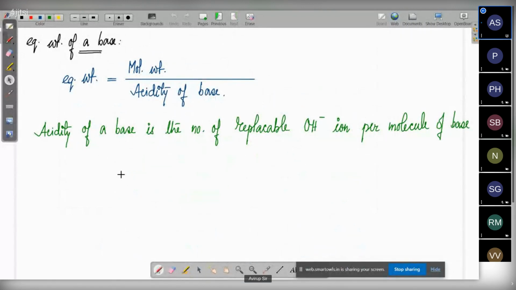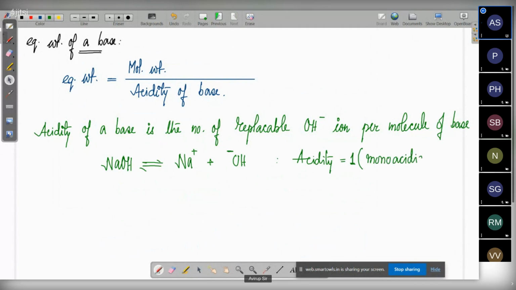Now you tell me what will be the acidity for sodium hydroxide. Sodium hydroxide has only one OH minus, Na plus OH minus. So that is why the acidity is 1. So that means this is a monoacidic base.